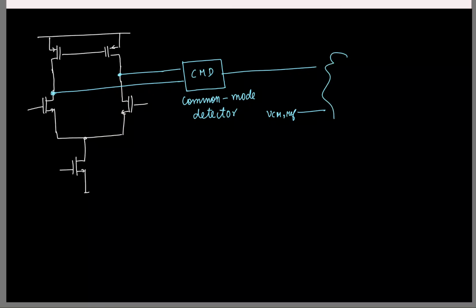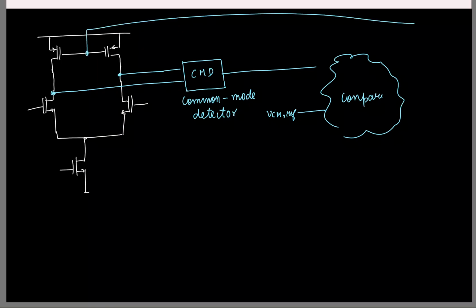So basically I'll have to compare the two and then control what? I'll have to control the gate voltage of the PMOS. Only that way I can control its current. So this is some block that compares the two, and then I'll control the gate voltage.